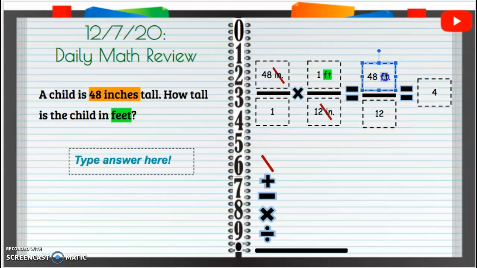Now, what is our unit of measurement that we were trying to get to? Feet, and we keep that feet. So 4 feet. So our answer, our child, is 4 feet tall. And that's it for our daily math review.